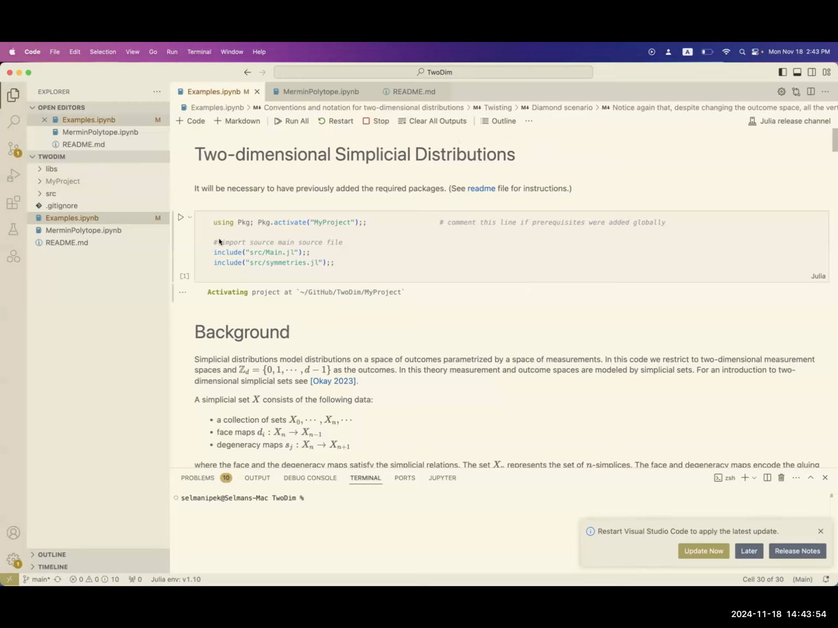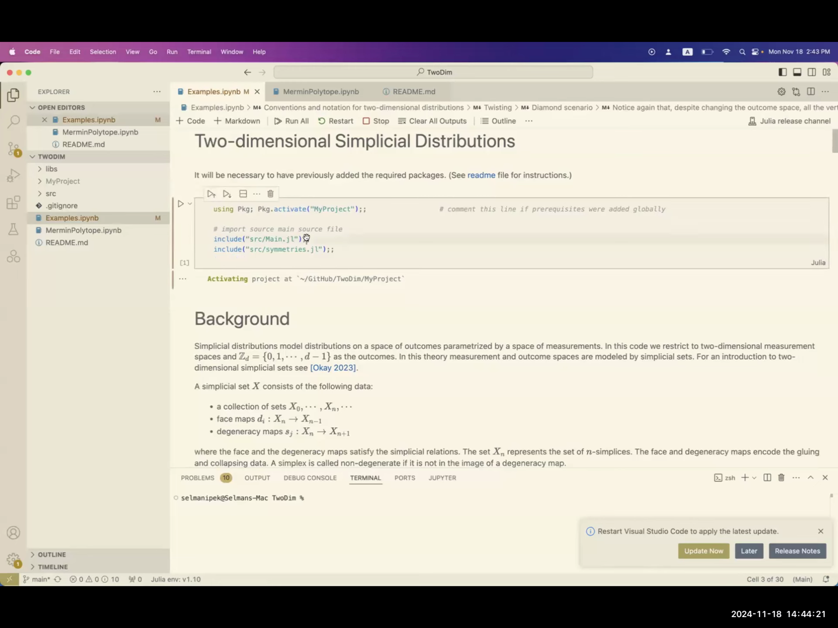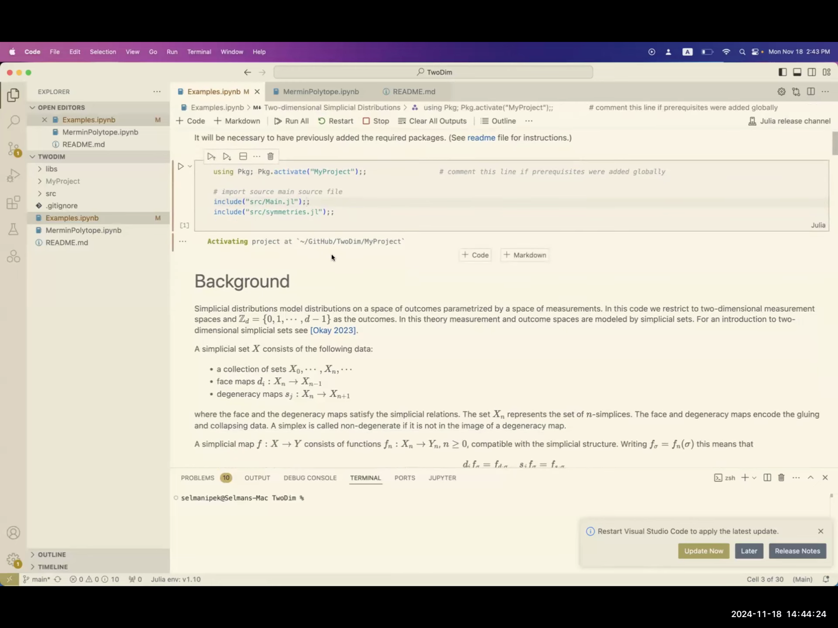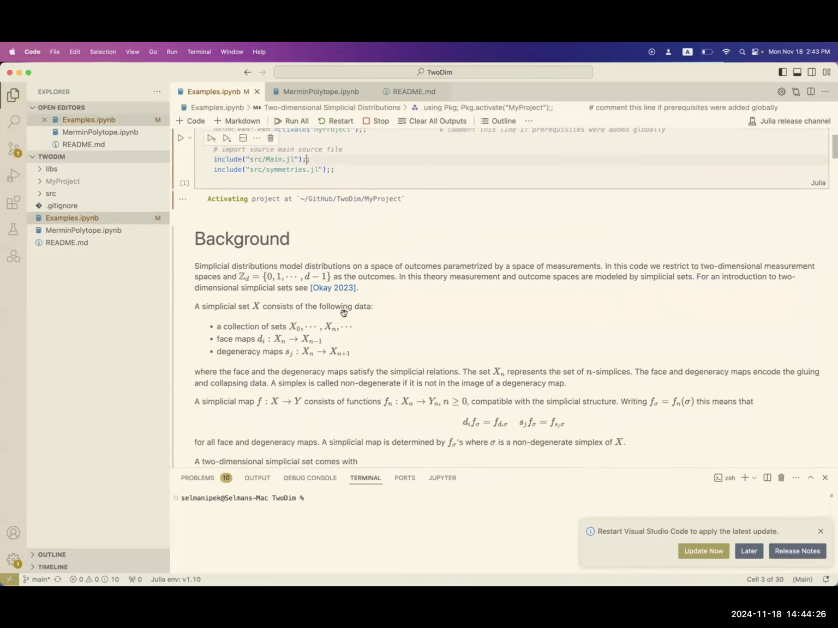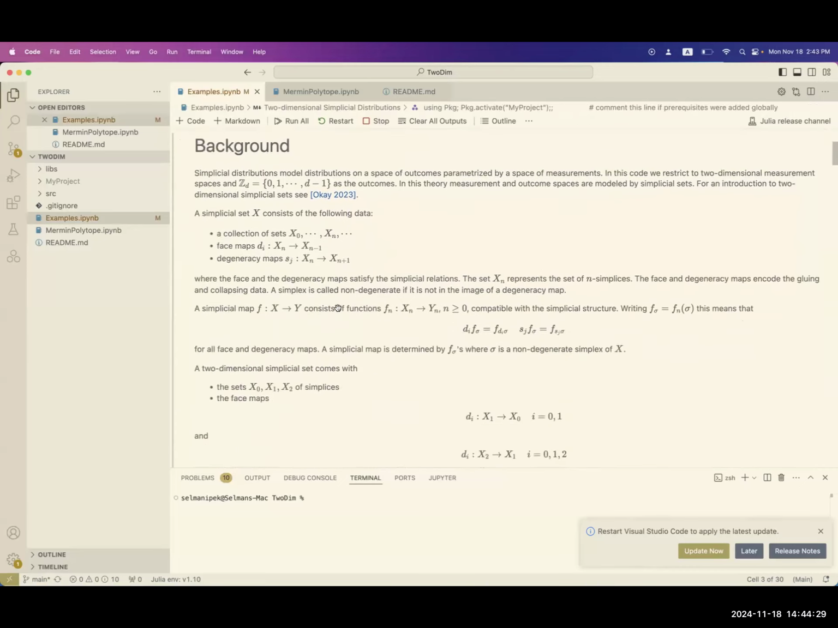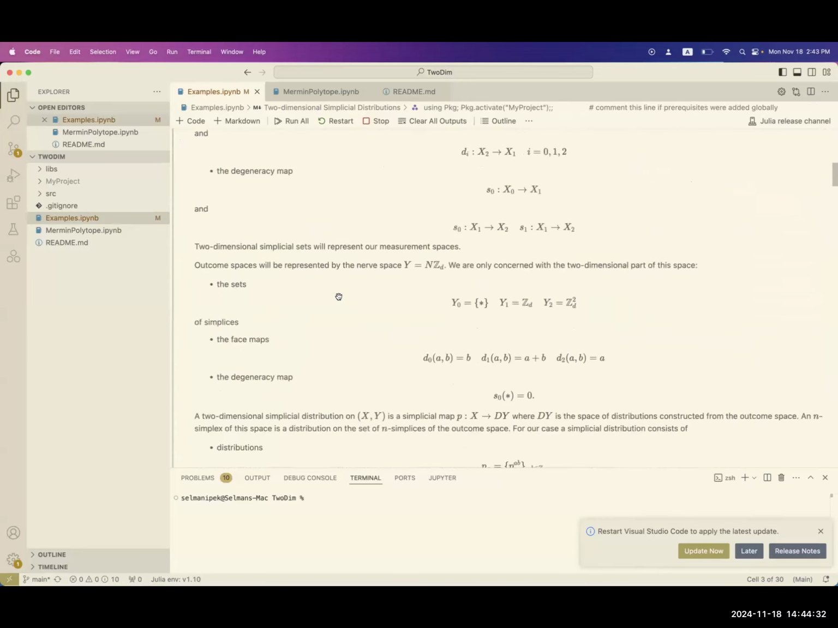And in 2dim, we restrict our attention to two-dimensional simplicial scenarios. What do I mean by that? So the measurement space X has to be two-dimensional. In fact, the outcome space is restricted to the nerve of Z mod D, for any D. So this page that I'm going through is readily available. There's some background on the simplicial sets, restricted to the two-dimensional case.